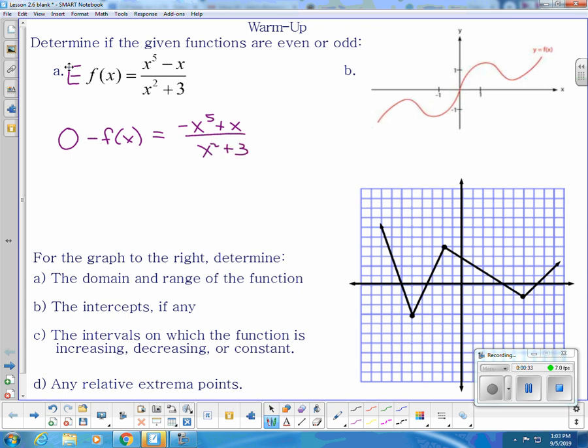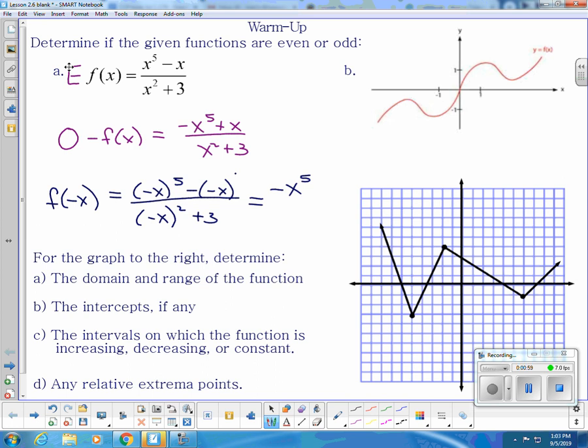Okay? So I have what my even should match. I have what the odd should match. Now we're going to plug in my negative x to the function and find out what's going on. So negative x to the fifth minus negative x all over negative x squared plus 3. So negative x to the fifth, does the negative stay or go? Stays.